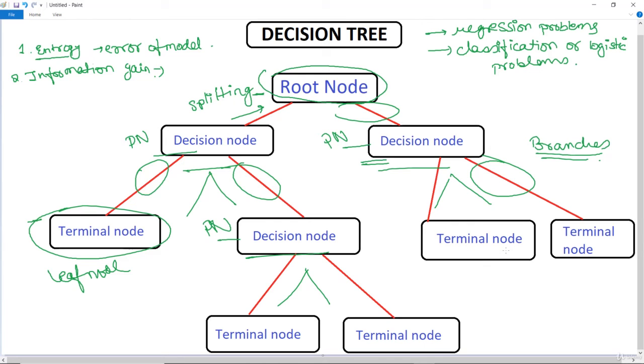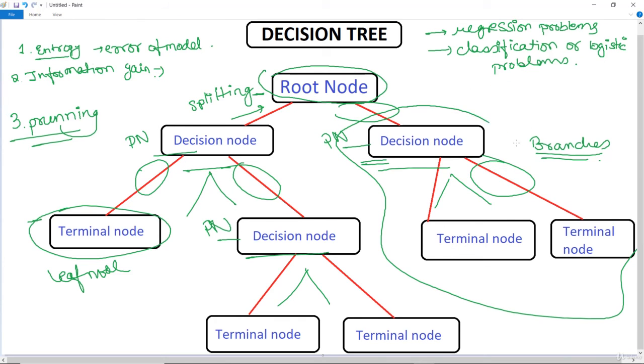Next we come to pruning. Now pruning actually is the opposite of splitting. That means removing the subnodes from the decision tree. Basically removing the unwanted nodes or branches is known as pruning. Now here you can see that it is also a branch, a separate branch it can be said, or also can be said a subtree.